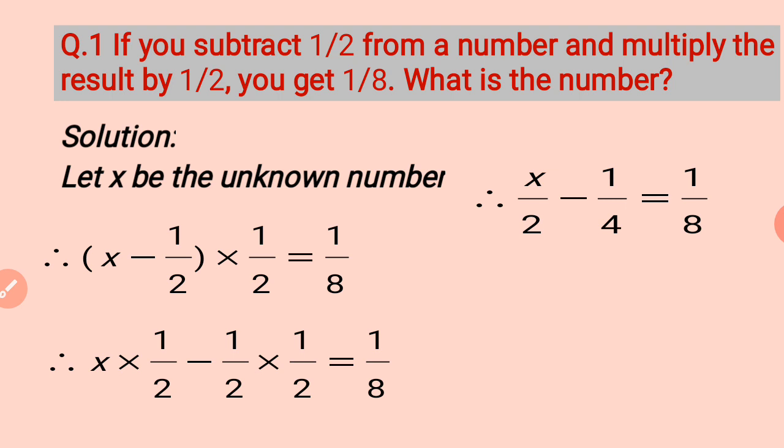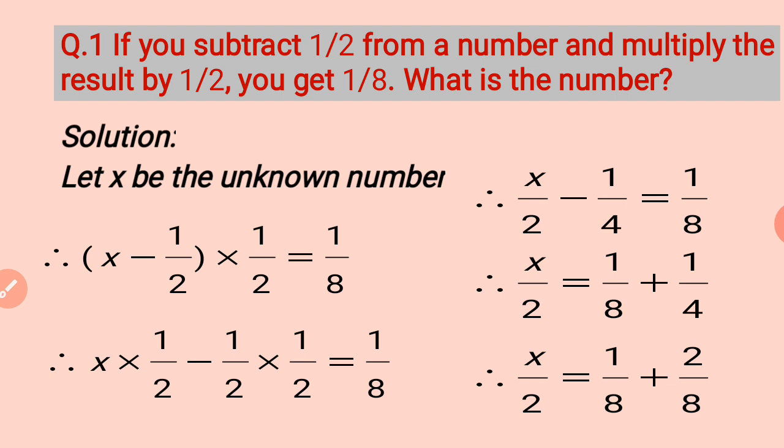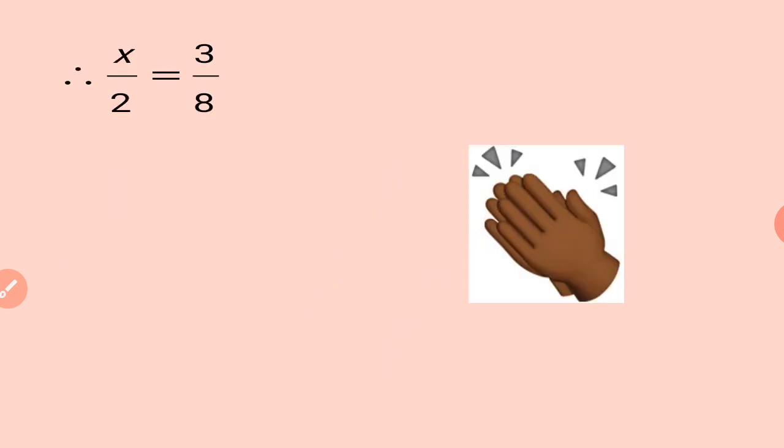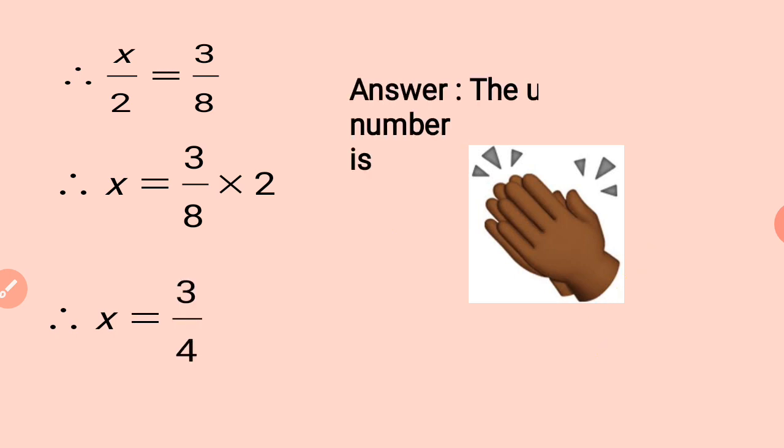Next we have to take minus 1 by 4 to the right hand side, so it will become plus 1 by 4. Solve and you get x by 2 equal to 3 by 8. Divided by 2 on one side becomes multiplied by 2 on the other side. Solve it and your unknown number is 3 by 4.